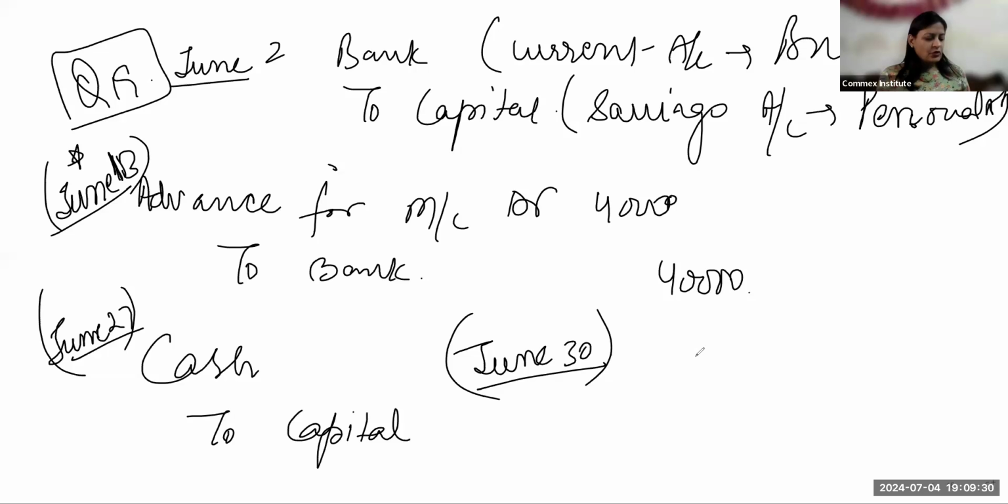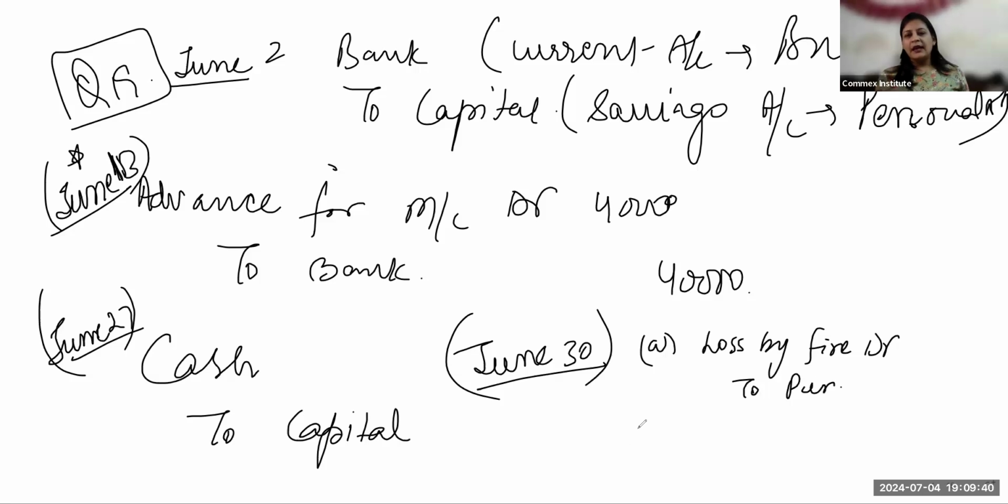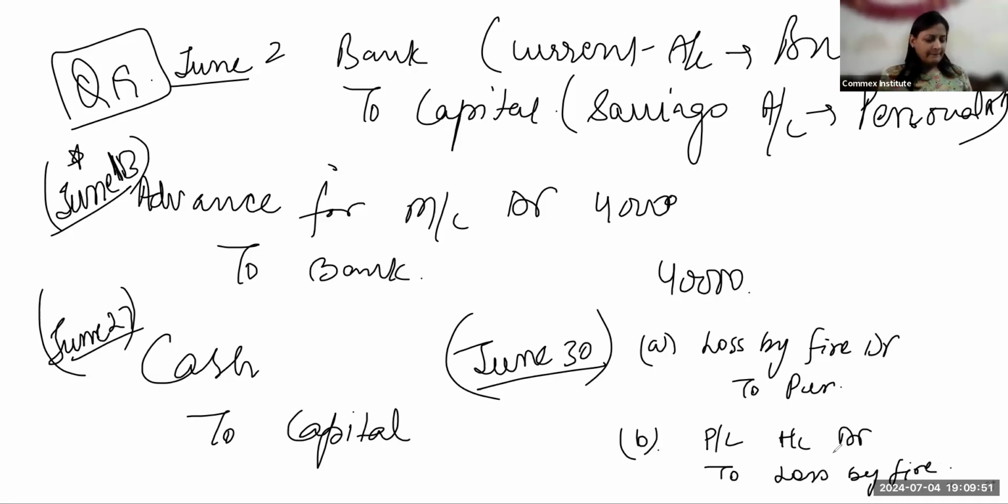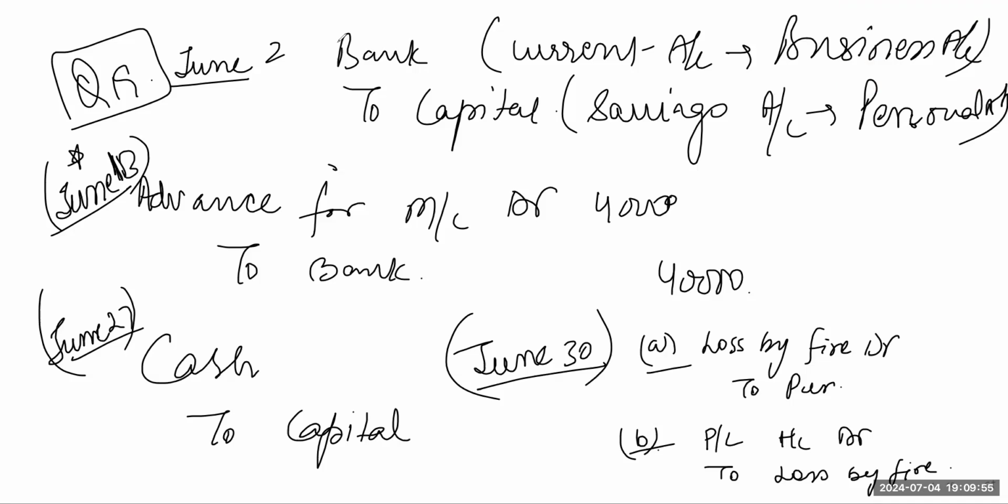Paid life insurance premium for employees, Sukriti. We have missed an entry. Goods were not insured, so two entries will be passed. Loss by fire debit to purchases. And the second entry would be P&L account debit to loss by fire. Two entries would be passed. Navya, do you agree? Navya always has a problem in this entry.